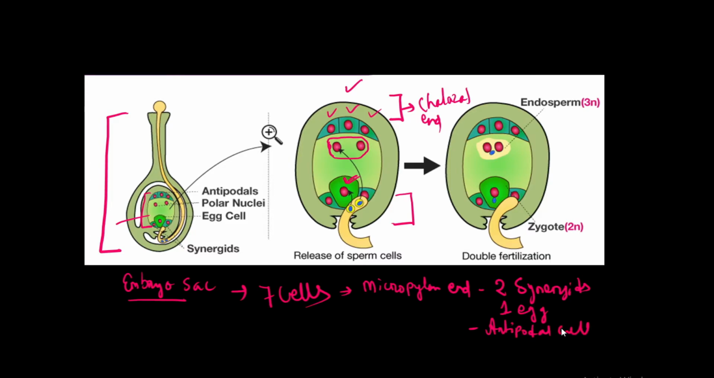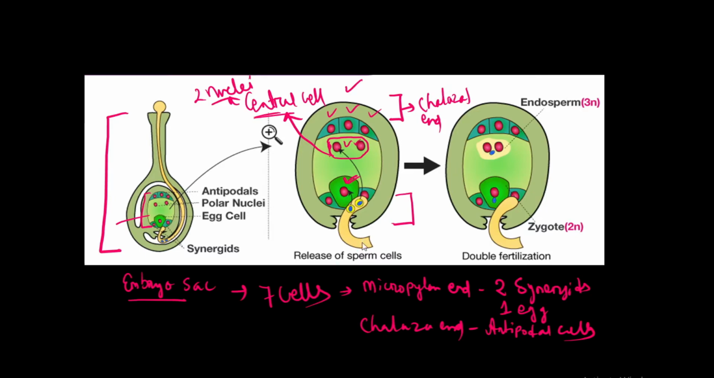In the central region you can observe that 2 nuclei are present, enclosed in a single cell. This cell is called the central cell. The central cell consists of 2 nuclei, and these 2 nuclei are not fused. So I hope you have now understood the typical diagram of this embryo sac.